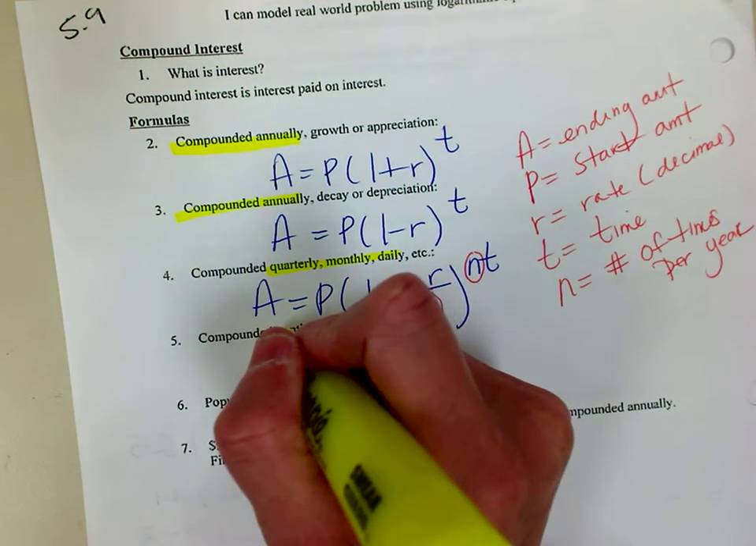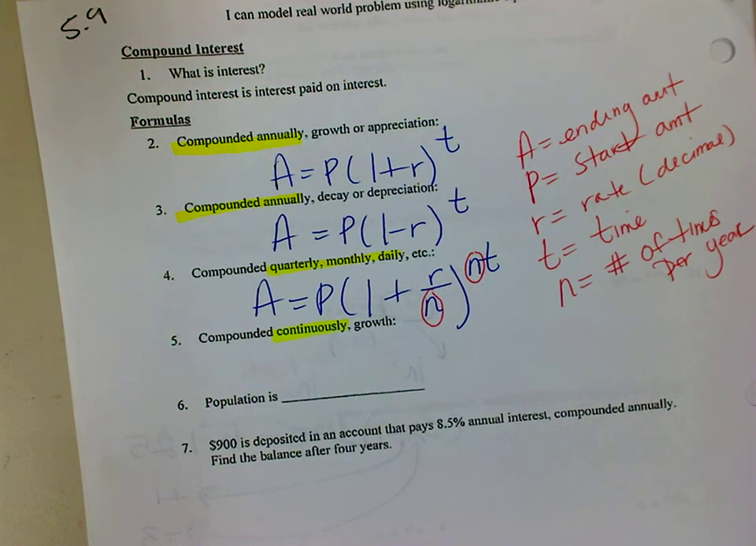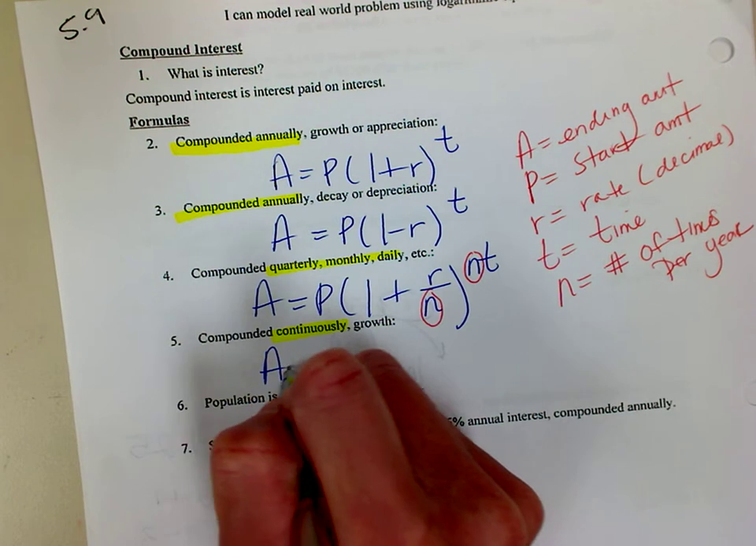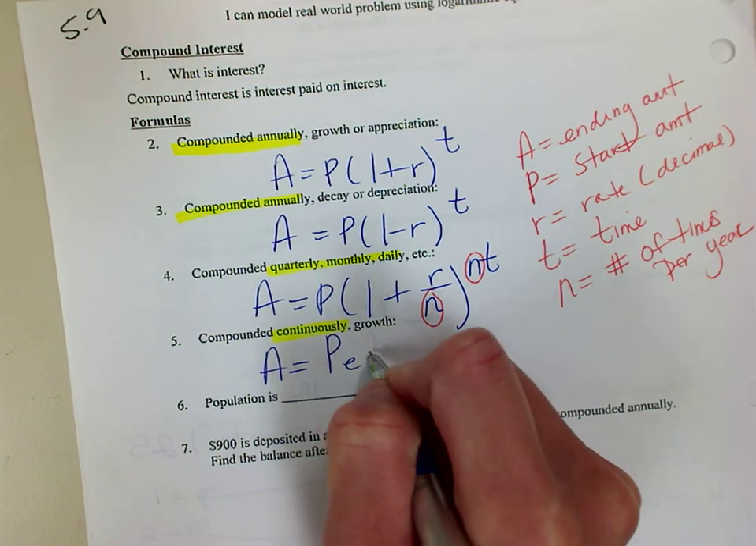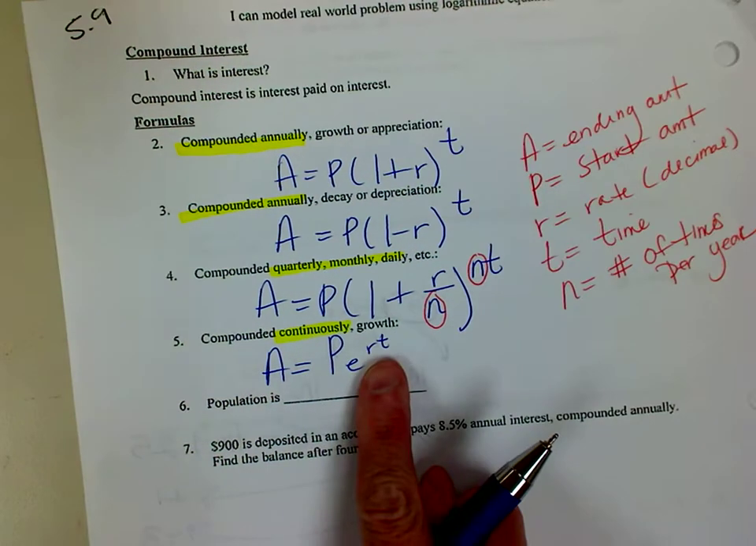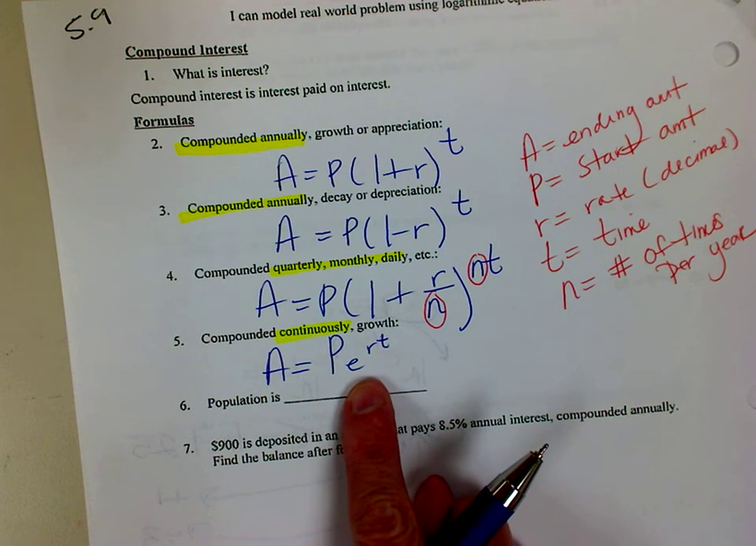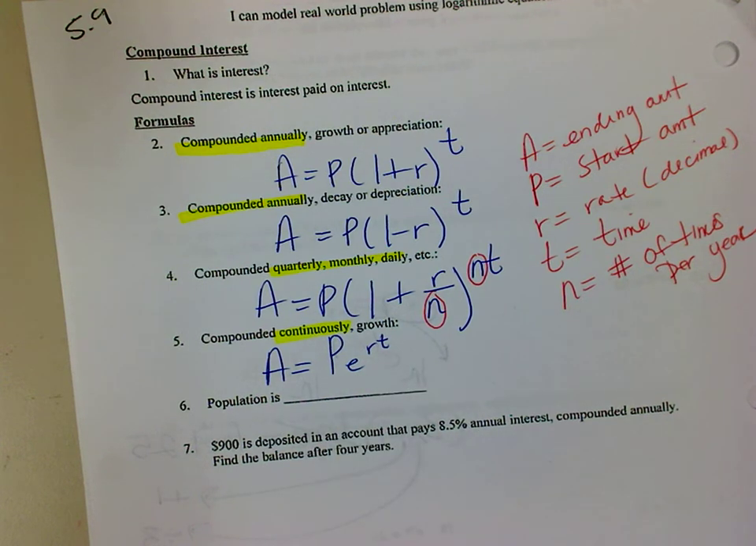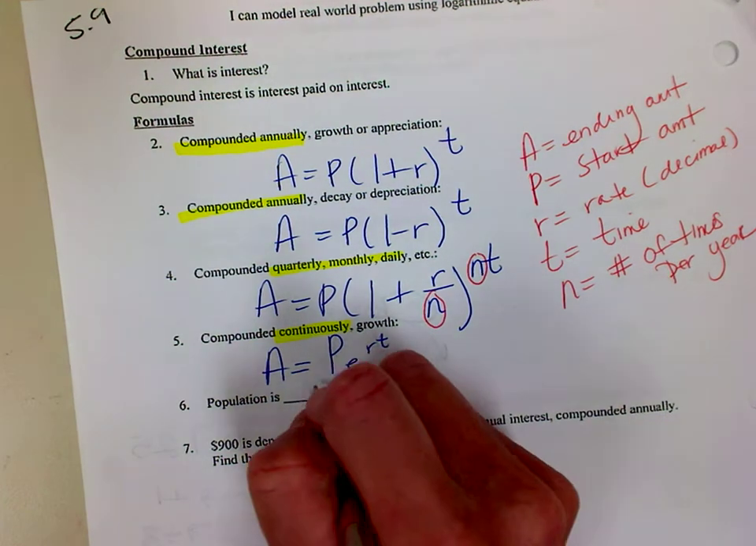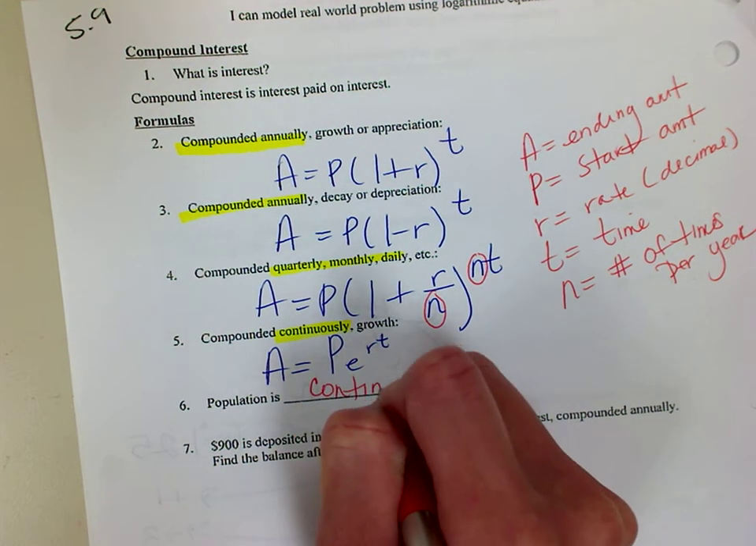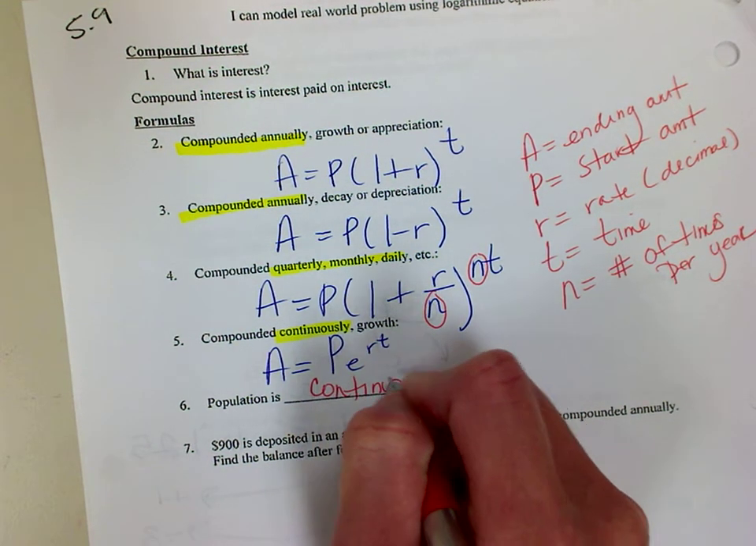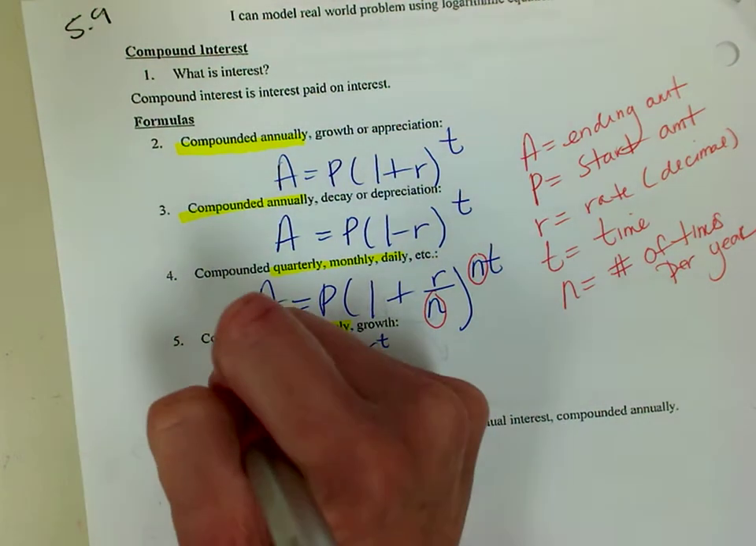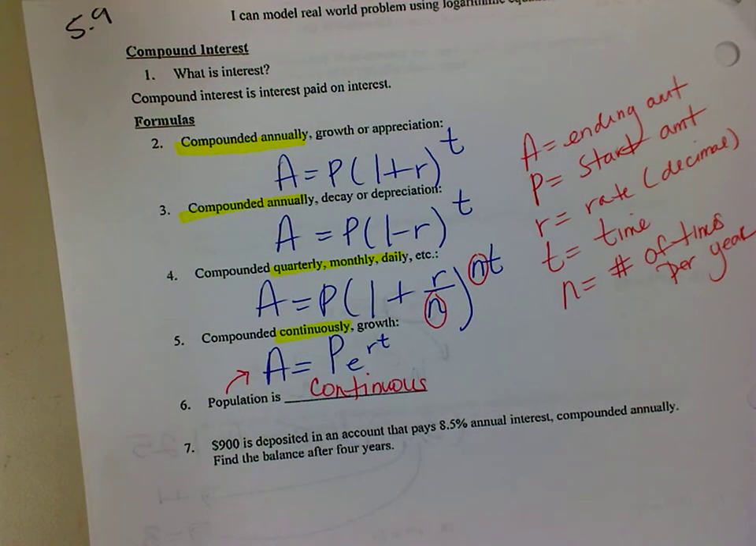And if you see the keyword is continuously, then you're going to use the formula PERT. A equals P E R T. R and T are exponents, E is the number E. Now, population is continuous. So if we have a population problem, then we're going to use PERT. All right, now we're ready to solve these problems.